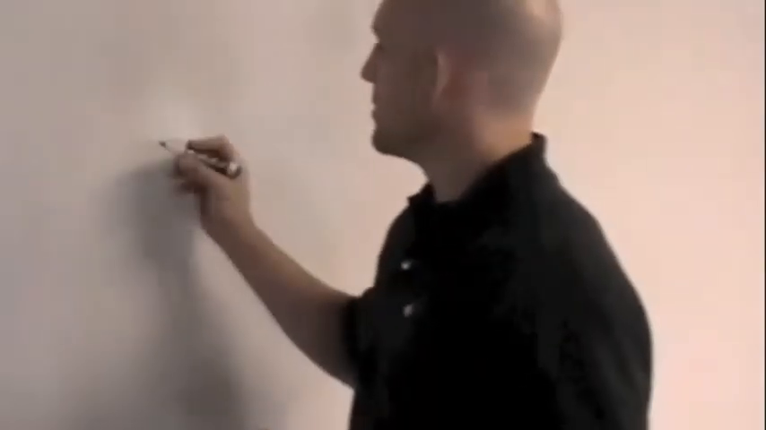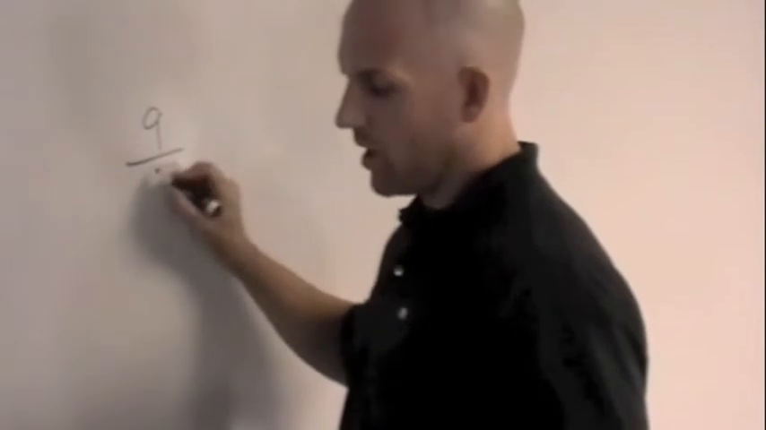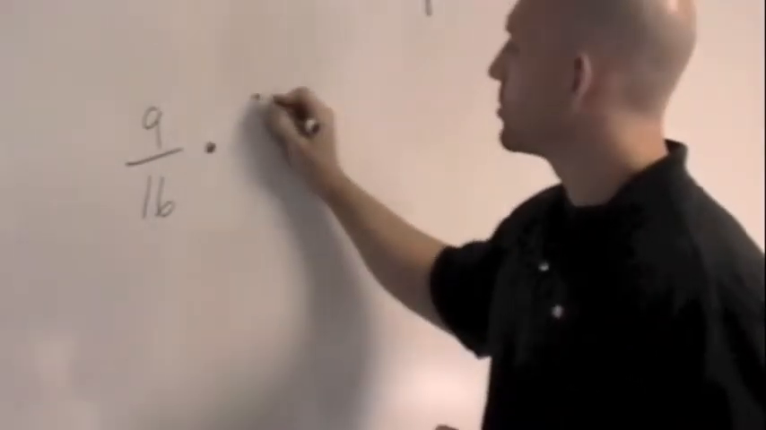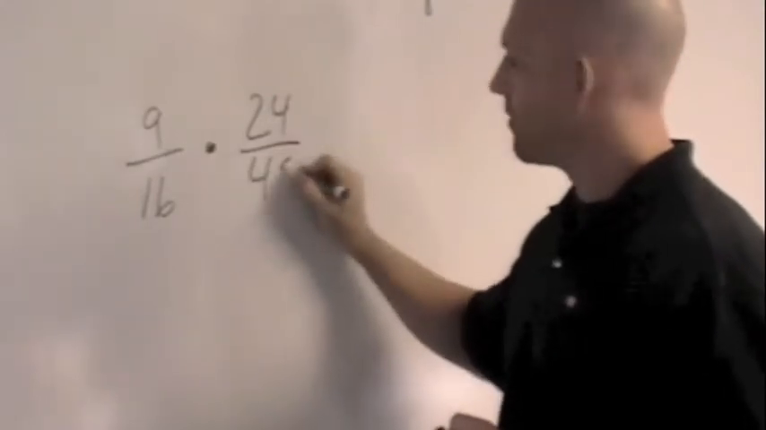Okay, next we're going to look at fraction multiplication. A lot of people usually go right to fraction combinations, addition and subtraction. But we're going to get to that later, because hidden within fraction addition or subtraction is fraction multiplication. So we should make sure we know that first. Let's start with a simple problem: 9/16 times 24/45.